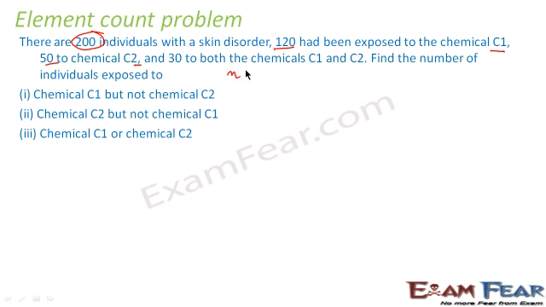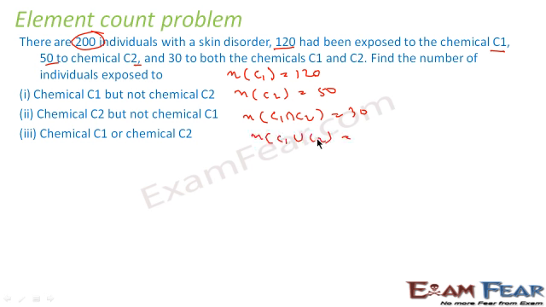It says number exposed to C1 is equal to 120. Number exposed to C2 is equal to 50. Number exposed to C1 and C2 is equal to 30. Now number of C1 or C2, what is the value? Is this 200? No, this is not 200 because it never says that the number of people exposed to C1 or C2. It just says there are 200 individuals. So this is nothing but the universal set. Number of elements in the universal set is 200.